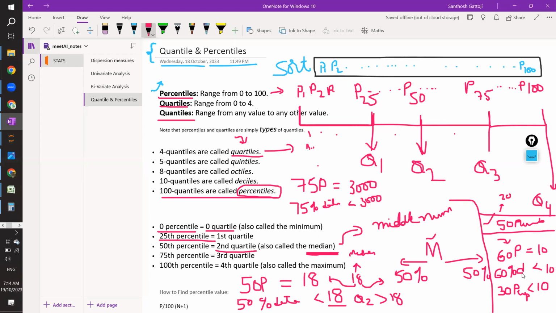But if I say 60 percentile is less than 80, that means 30 people are less than age 80. Then it could be something around middle age or almost old age, something like that. Getting, guys?